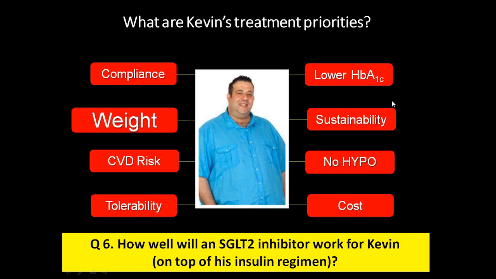So I think interestingly now it's going to be an add-on to basal, but I think what will happen is that the natural progression will be to have your SGLT-2 as your second-line agent and then add your basal on top of that.